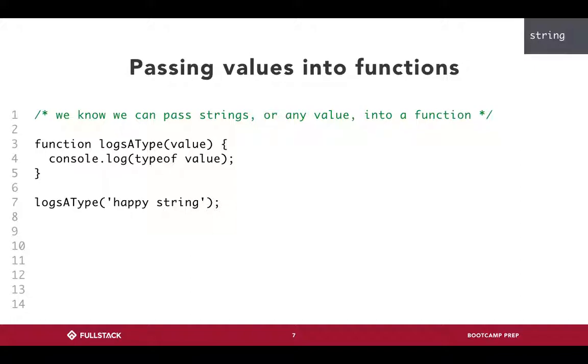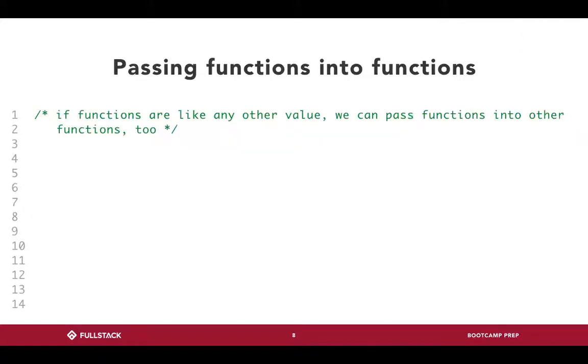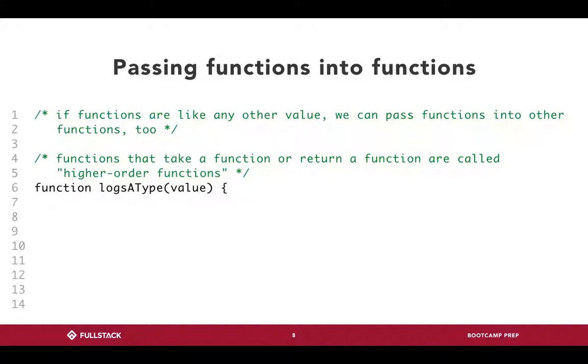So we know that we can pass strings or any value into a function. Here we have a function that takes in a value and logs the type of that value, and we call it with a string, we get string. Review, right? So if functions are like any other value, then we can pass references to functions into other functions. Functions that take a function or return a function are called higher order functions.